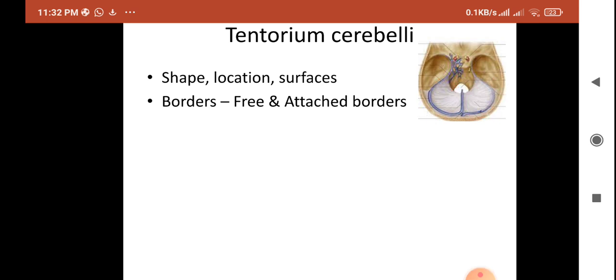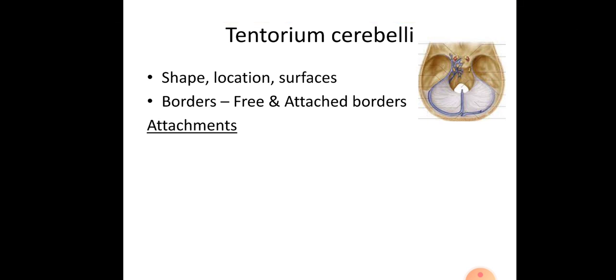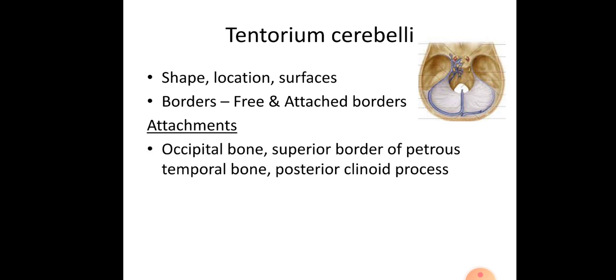So that is the posterior border or the attached border. You can say it is the attached border because there is a posterior part which is attached to the occipital bone, and an anterolateral part which is attached to the petrous temporal bone. It reaches up to the posterior clinoid process. The free border is an anterior border, and it reaches up to the anterior clinoid process. And you can see there is a U-shaped space in front of the free border. It is called the tentorial notch.